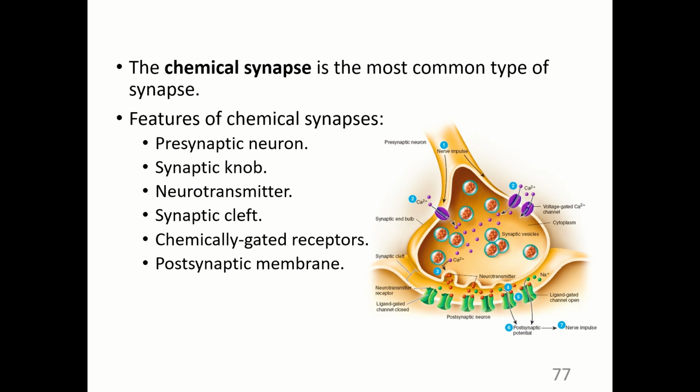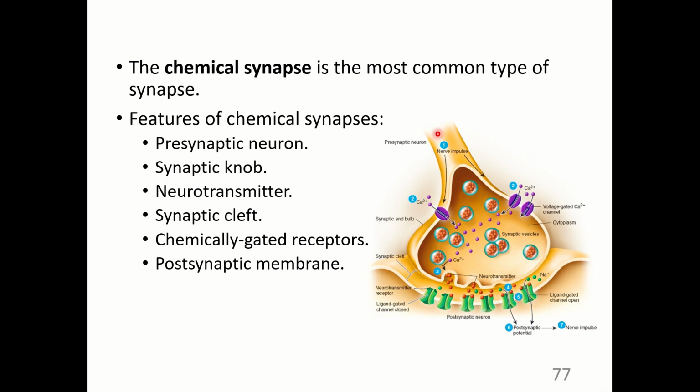The chemical synapse is the most common type of synapse. Here are the features of the chemical synapse: the presynaptic neuron, the synaptic knob, the neurotransmitter, the synaptic cleft, chemically gated receptors, and the postsynaptic membrane.